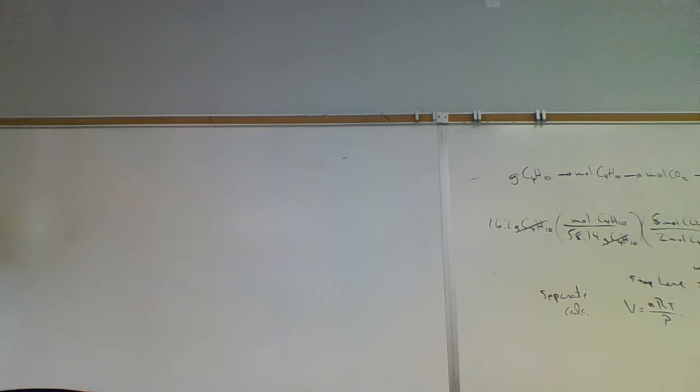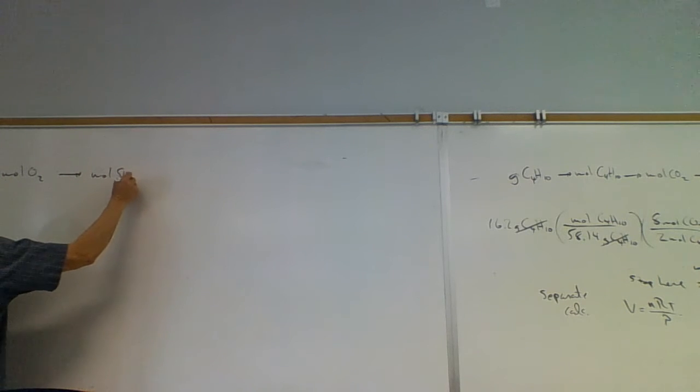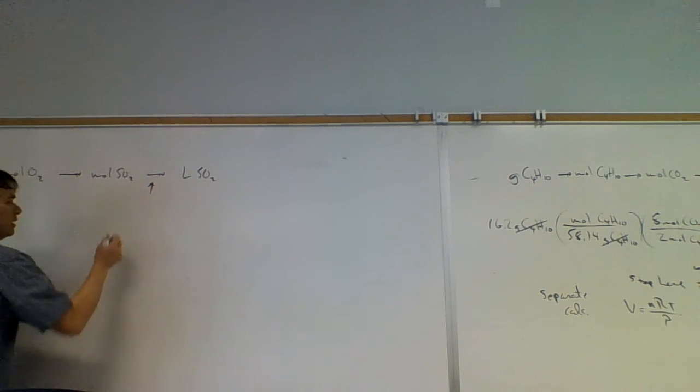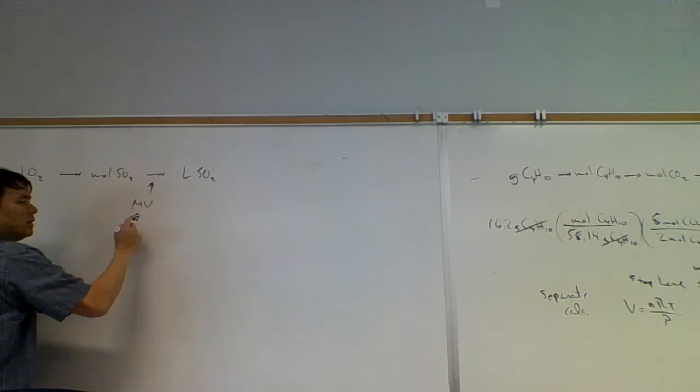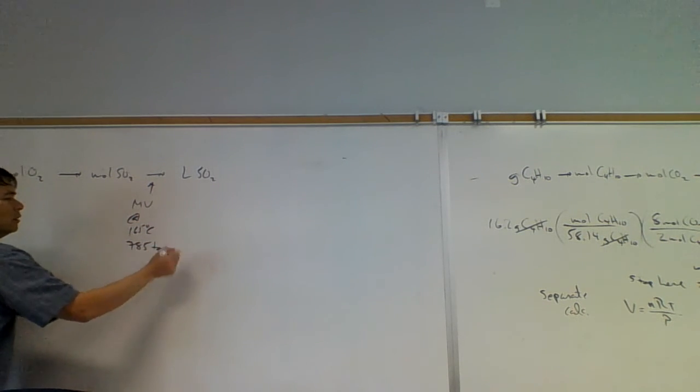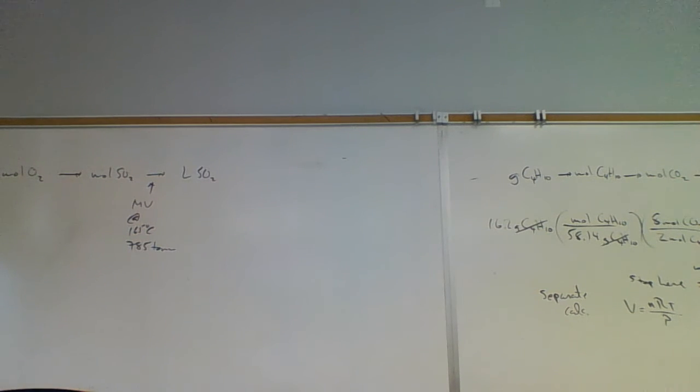There are multiple ways to solve this problem. One way is we can go from liters of O2 to moles of O2. But we need the molar volume at 24 degrees C and 755 torr. And then we go from moles of O2 to moles of SO2. And then from moles of SO2, we go to liters of SO2. But here, unfortunately, we need to recalculate the molar volume because the molar volume now is going to be at 165 degrees C and 785 torr. And so this is one way of solving this problem.